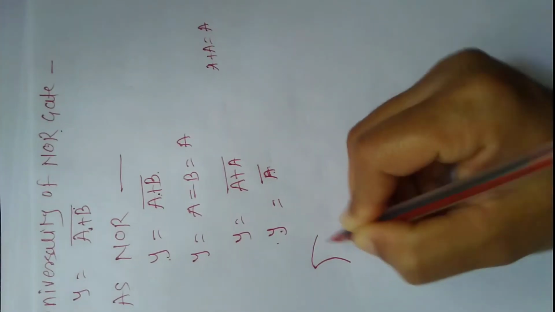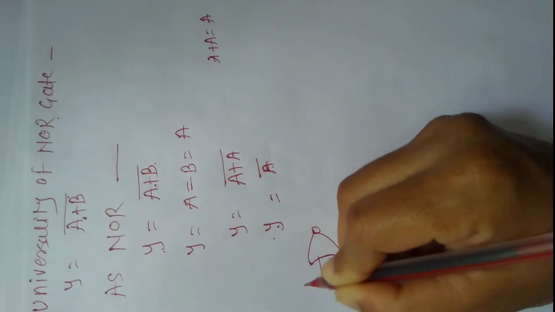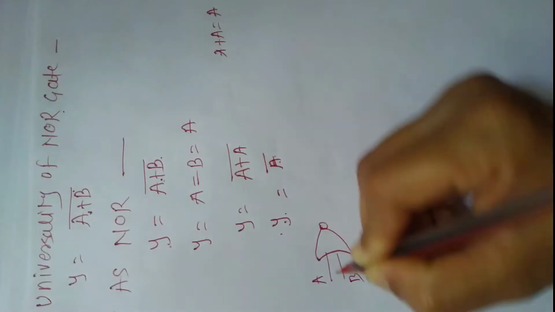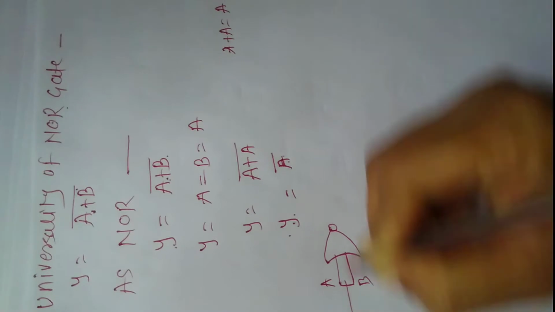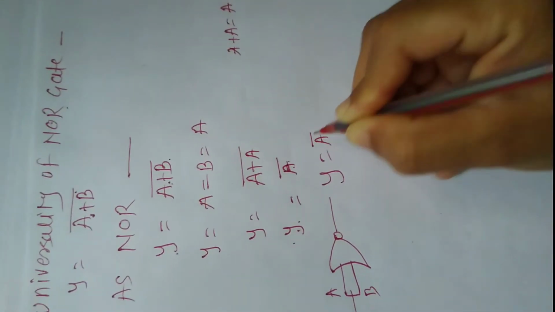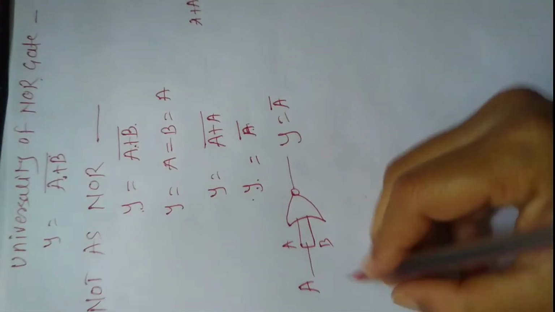This is the symbol of NOR gate. There are two inputs a and b. But here in the expression y is equal to a bar, only one input is represented. So a and b are combined, and for the NOR gate there is one input a. So the output is y is equal to a bar. This diagram is only in the form of NOR gate.